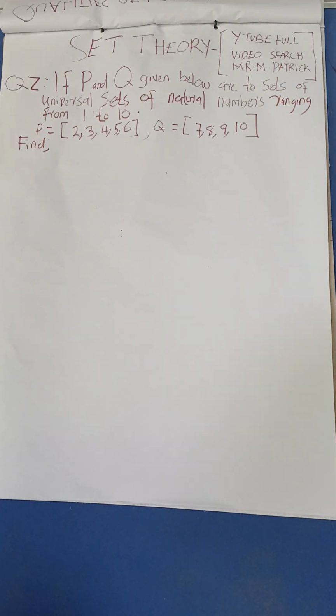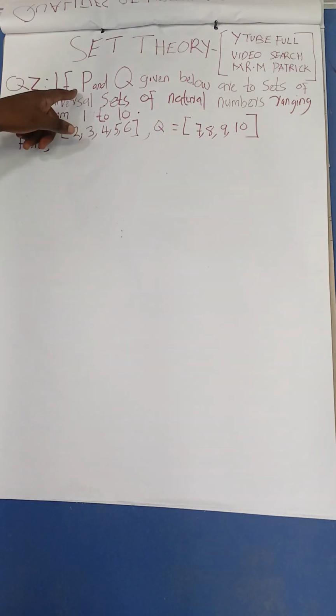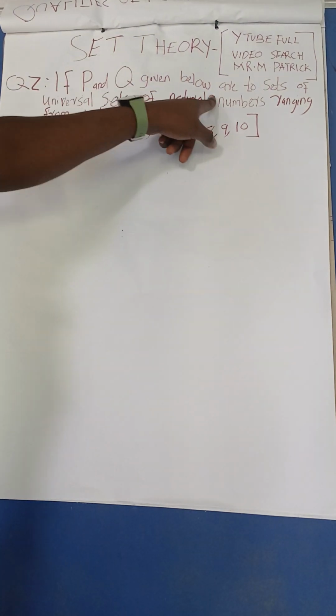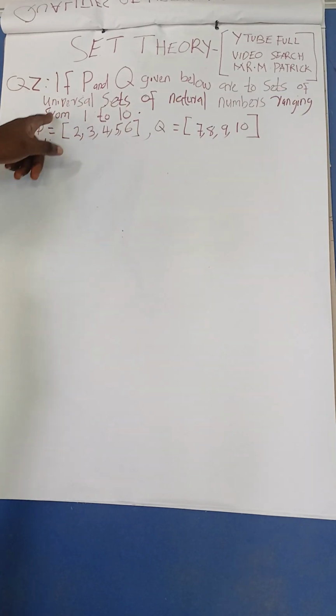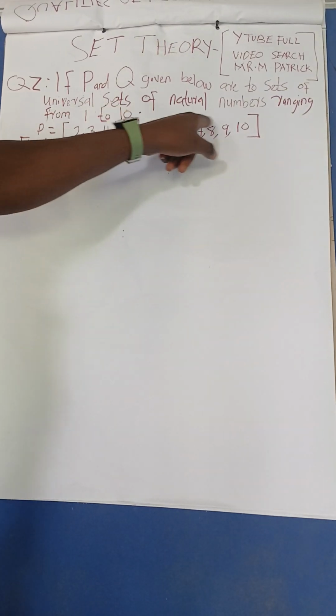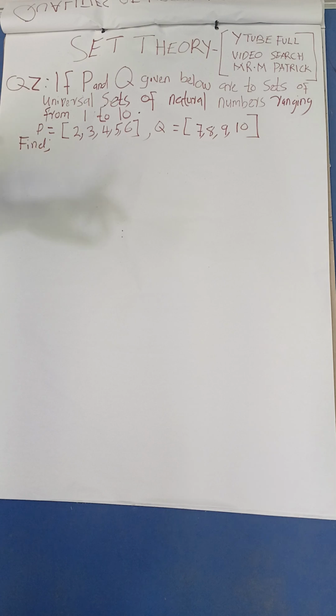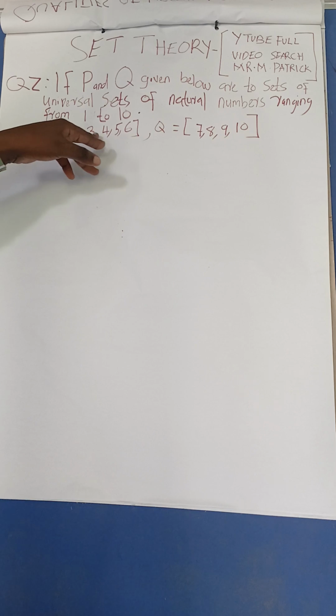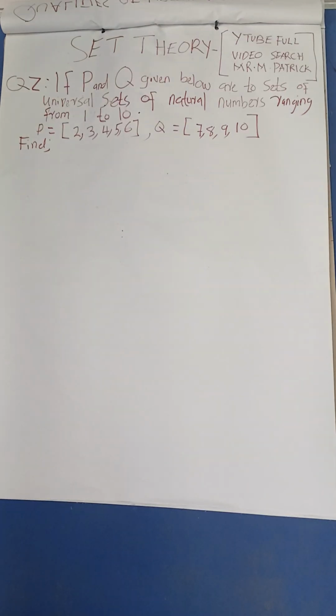Good. We have our question here that we are being told: if P and Q given below are the sets of universal sets of natural numbers ranging from 1 to 10. And we have been given the set of P. The elements we have been given are 2, 3, 4, 5, 6, and Q we have been given.